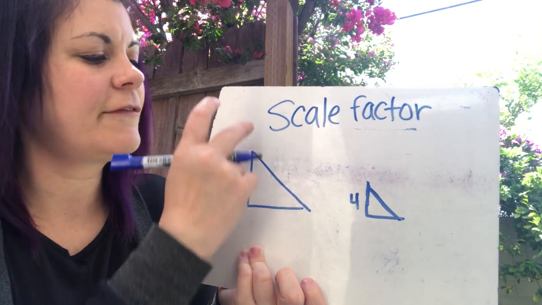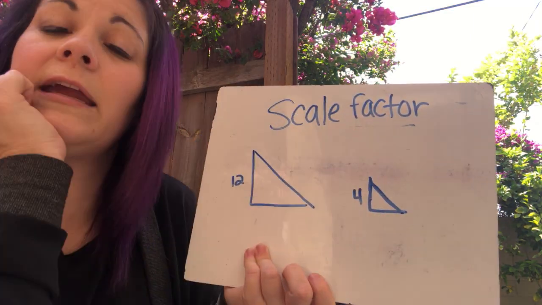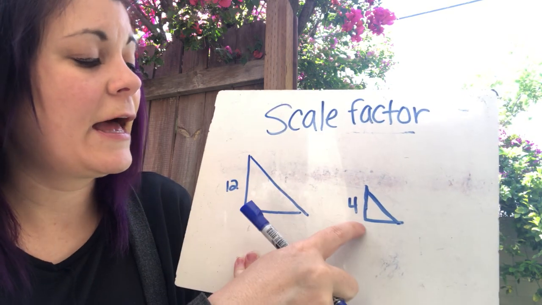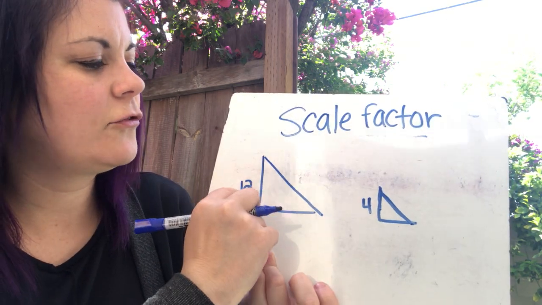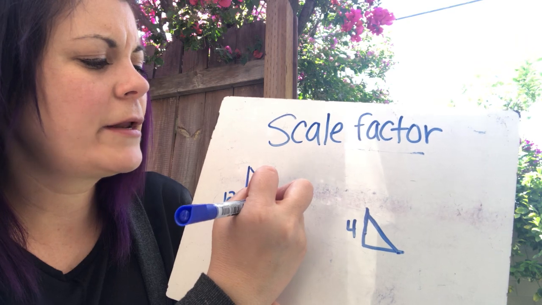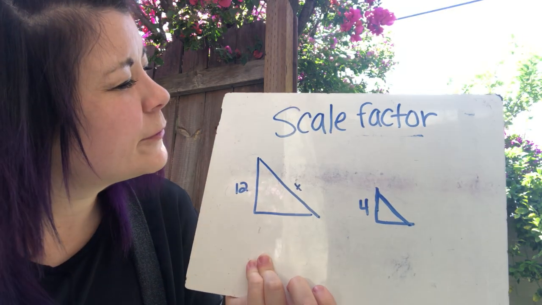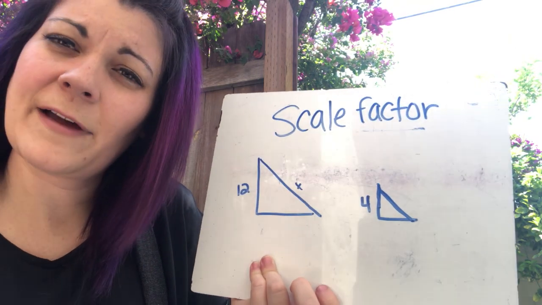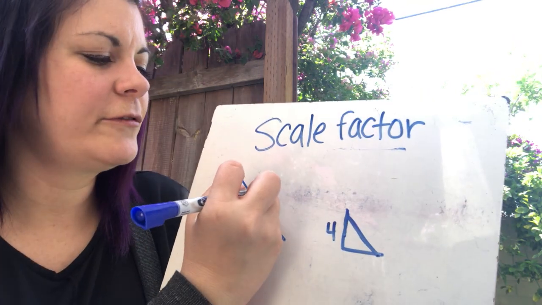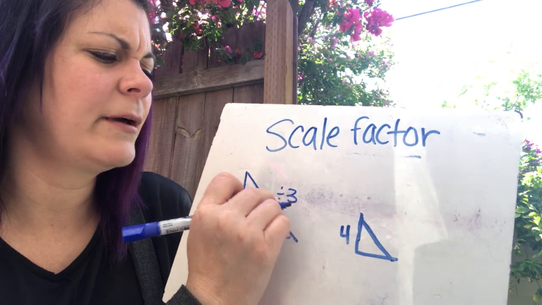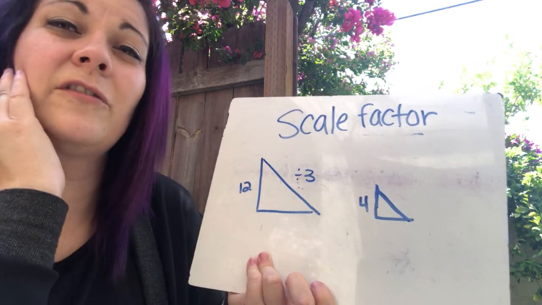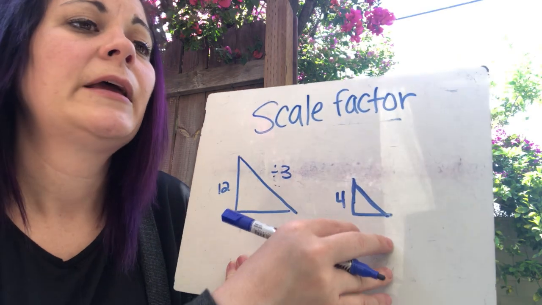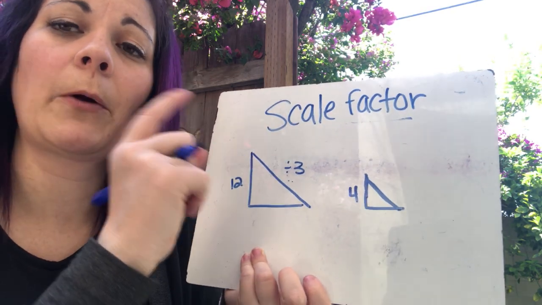So this is the height of the triangle, so we got to measure the height here. So we compare the height to the height, so this side to this side, so 12 to 4. And we say, what did we multiply by to get from 12 to 4? Well, you're like, well, I can tell you what I divided by. So divided by 3. But your scale factor is not 3 because you went from bigger to smaller. And so it has to be between 0 and 1.